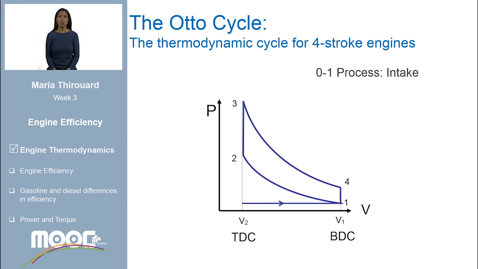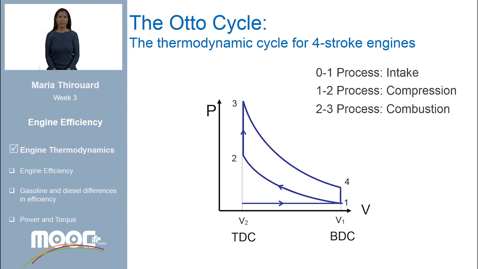In process 0 to 1, a mass of air is drawn into the cylinder at constant pressure. This corresponds to the intake stroke. Process 1 to 2 is an isentropic and adiabatic compression of the air as the piston moves from bottom dead center to top dead center. This is the compression stroke.